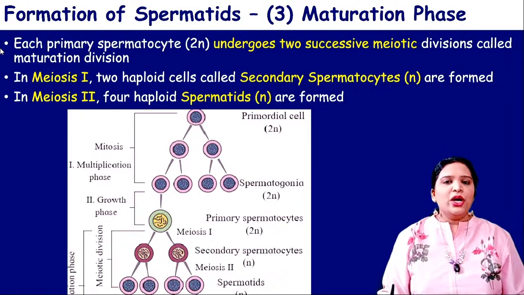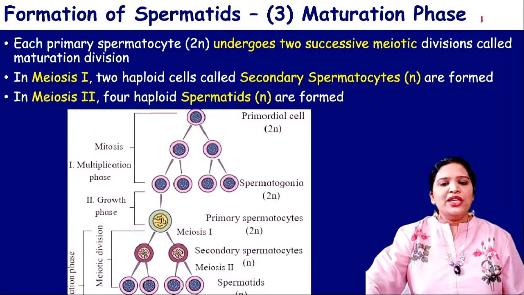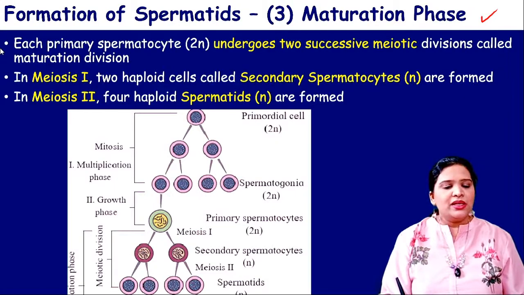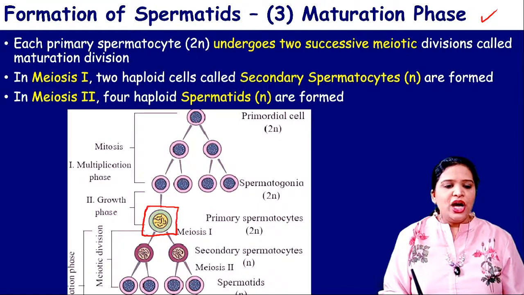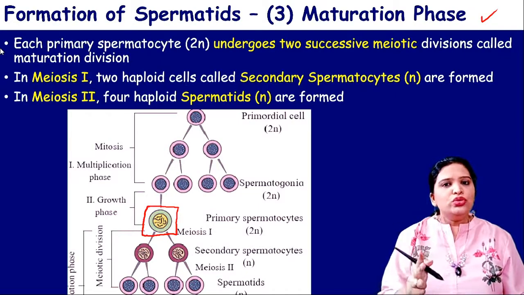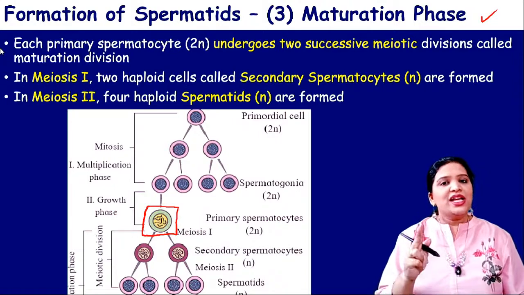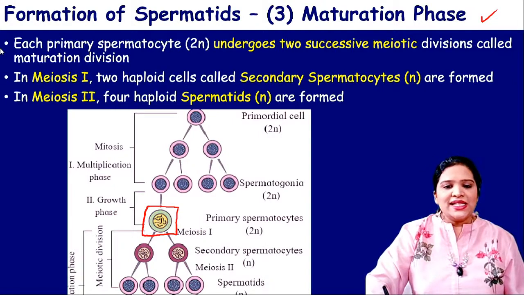Okay, now the third stage is called the maturation phase. What happens here? The primary spermatocytes formed in the growth phase now undergo two meiotic divisions consecutively or successively.